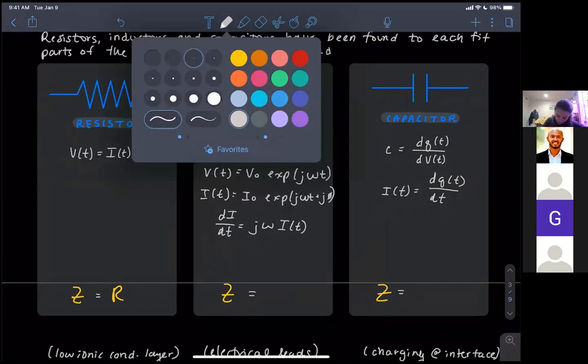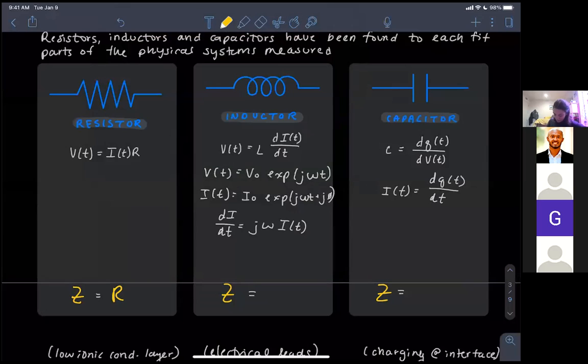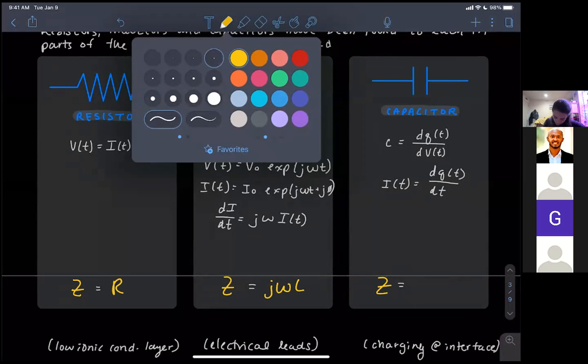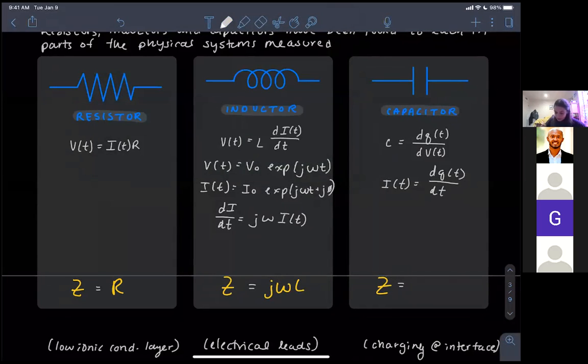And so in this case, we end up with an impedance, after a little bit of math, that is equal to j omega L. So now we have a frequency dependent impedance. Makes sense. Finally, we have the capacitor. So a capacitor is described by the equation C, the capacitance, is equal to the derivative of the charge transferred, Q, with respect to the potential.